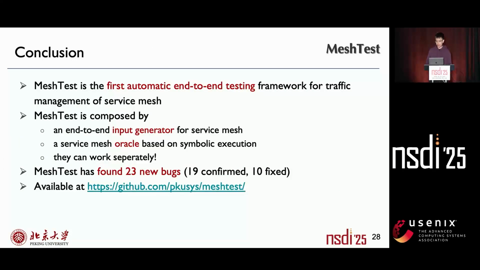So to conclude, MeshTest is the first automatic end-to-end testing framework for service mesh. It is composed of an input generator and an automatic testing oracle. MeshTest has found 23 new bugs till now.